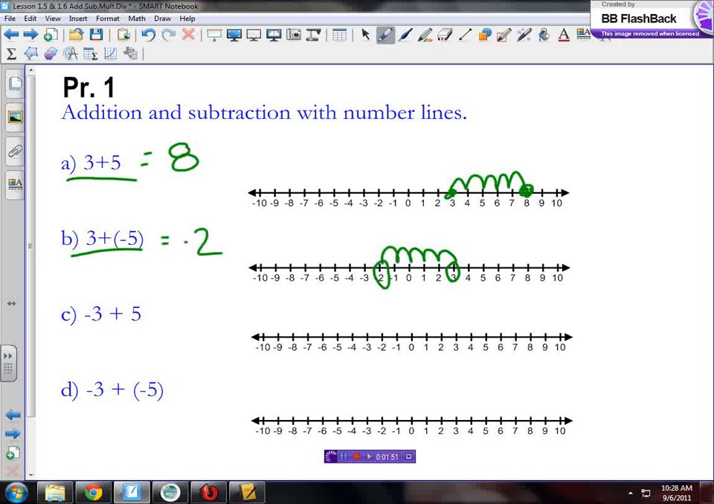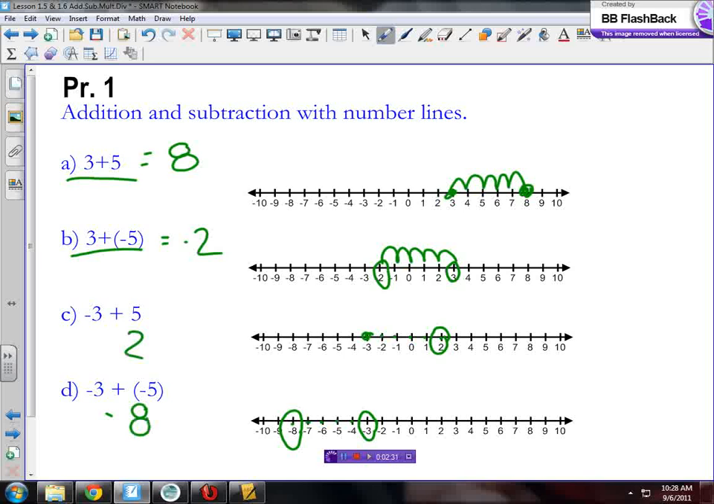Okay? Where am I going to be starting at for C? Negative 3. Which direction am I going to be going? Right. And how many? 5. So that'd be 1, 2, 3, 4, 5. And the last one, we start at negative 3, and we go which direction? How many spots? 5. So 1, 2, 3, 4, 5. Negative 8. Oh, this one was 2. All right? Not bad, right? Okay.